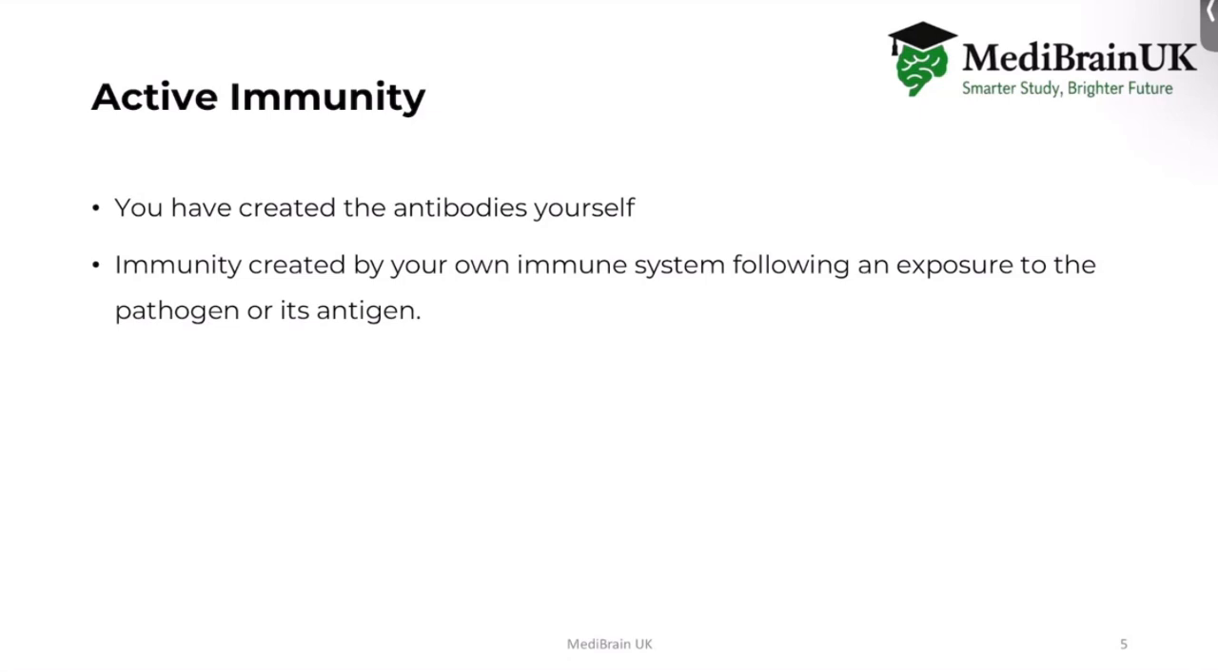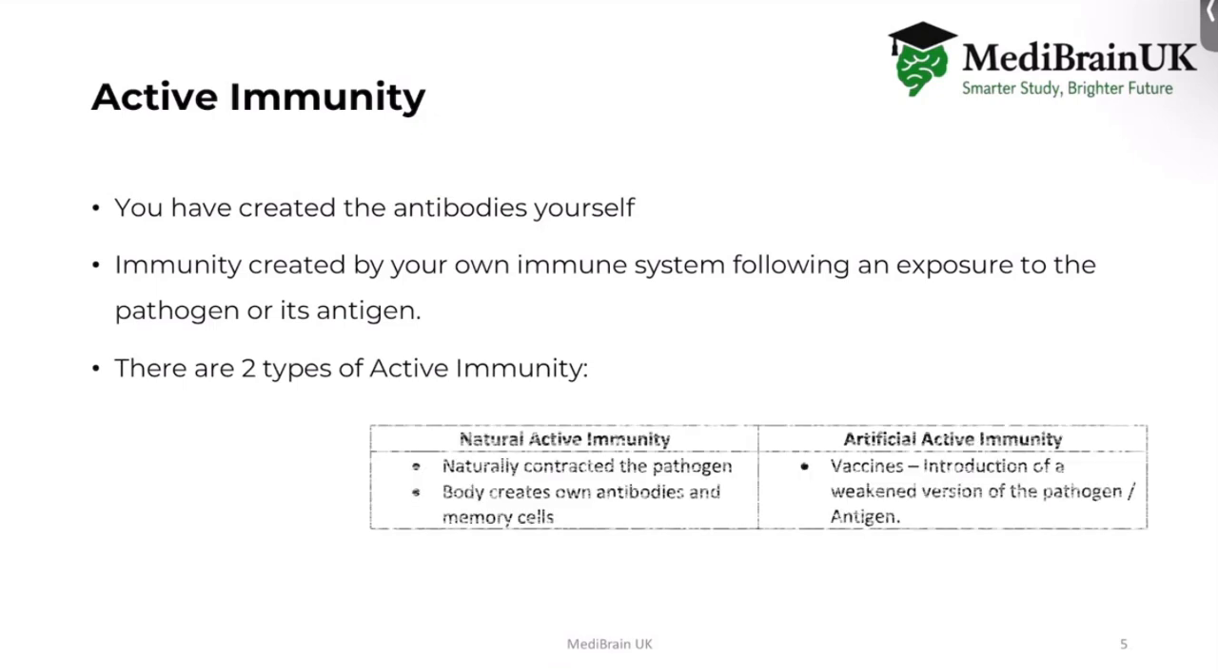Okay, and there are two types of active immunity that you can have. You can have natural active immunity or you can have artificial active immunity. Now, artificial is man-made. So vaccines are man-made. Vaccines are an example of artificial active immunity because you're introducing a weakened version of a pathogen or its antigen into the body. So that's an example of artificial active immunity.